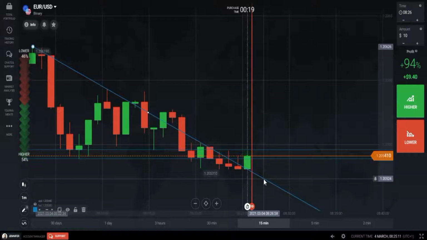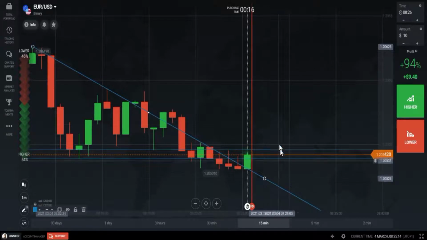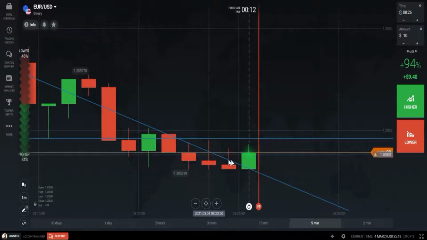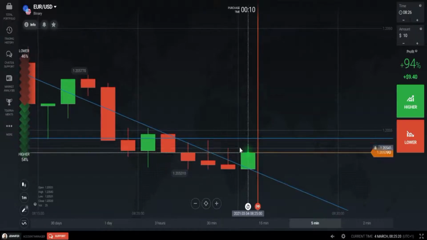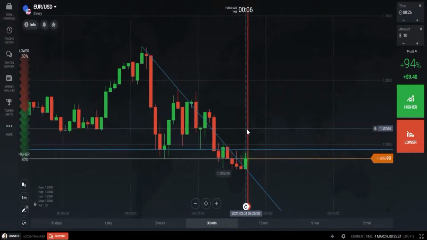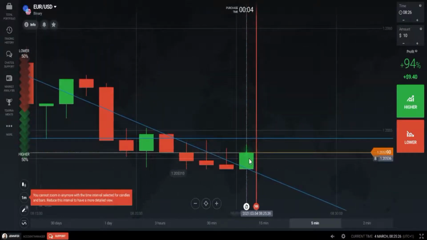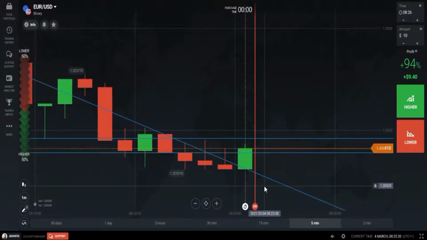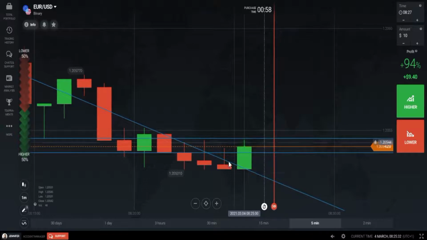Okay, I will make my trend line again. So we have one test, two tests, three tests. The fourth one is risky to trade, so we don't recommend this. So we're gonna wait for this candle to make a breakout of this trend line so we can follow the trend. And this is the reversal sign.